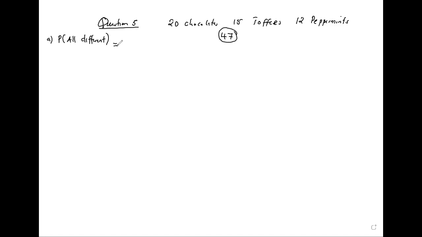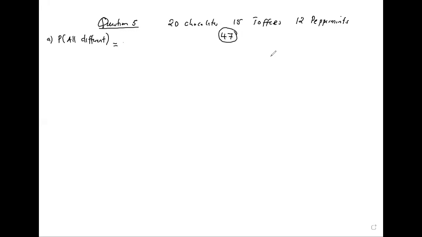Okay, so to have all different when you pick, it's either you have one chocolate, one toffee, one peppermint, or you start with a toffee, peppermint, chocolate, or chocolate, peppermint, toffee. But there should be 3 and different, so no repetition. You can't have 2 toffees. It's only one of each in all combinations.